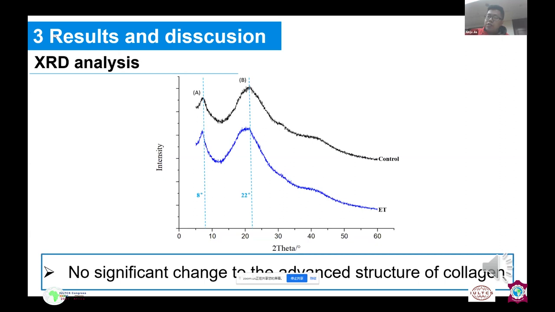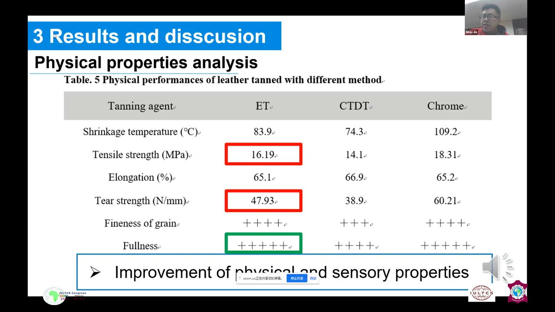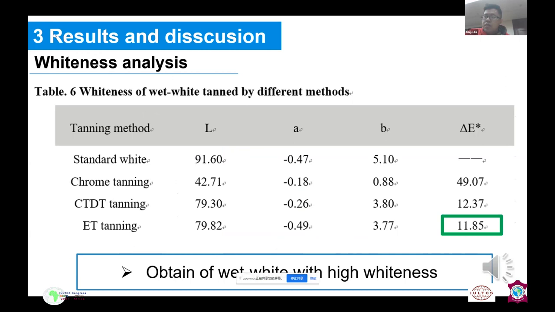According to the analysis of physical properties, it can be seen that ET tanning gives leather better tensile stress and tear stress, and the existence of the ring structure has a positive effect on the fullness of leather. The contrast experiment of whiteness shows that ET tanned leather has outstanding whiteness and can be adopted for the production of light color leather.